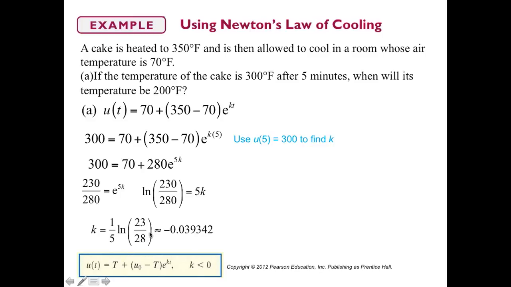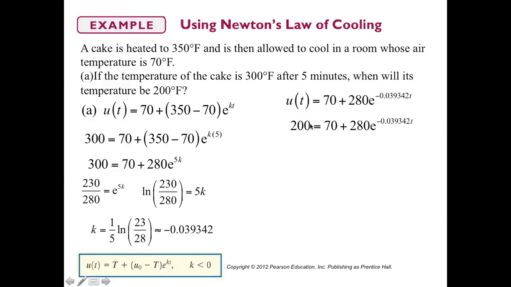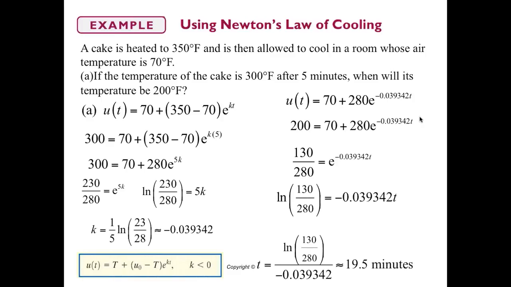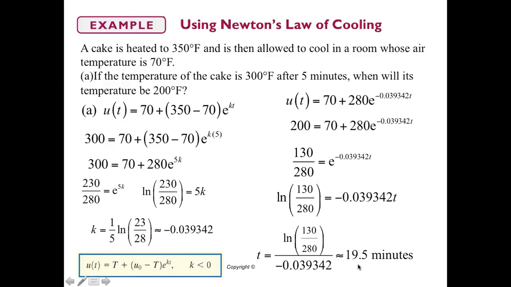All right, now we want to use Newton's law of cooling. The temperature U of a heated object at a given time t can be modeled by the following function: U of t is equal to T plus U naught minus T times e to the kt power, where k is less than 0. Our capital T is the constant temperature of the surrounding medium, U naught is the initial temperature of the heated object, and k is a negative constant.